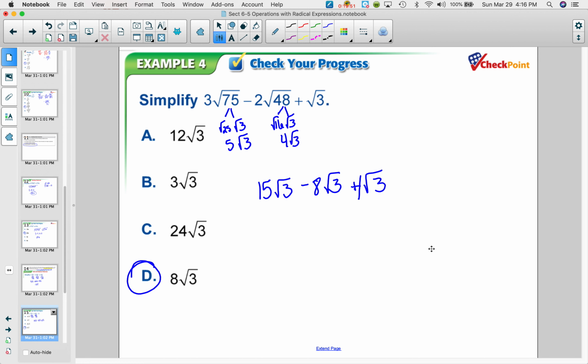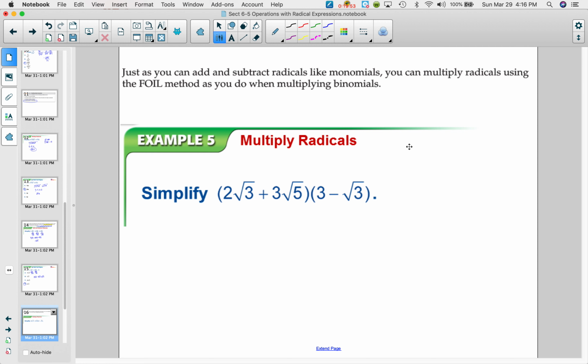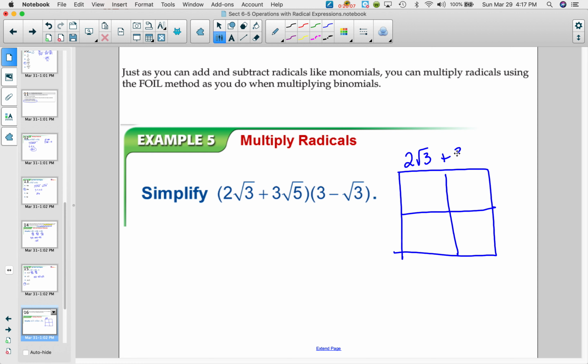All right, multiplying radicals. If you can FOIL or put it in a box, that's all you have to do. So I'm going to do this one in a box, but it's the same idea as FOIL. So I think we did this once before too, so this might just be review. And 3 minus root 3. Okay, so we're going to multiply this out.